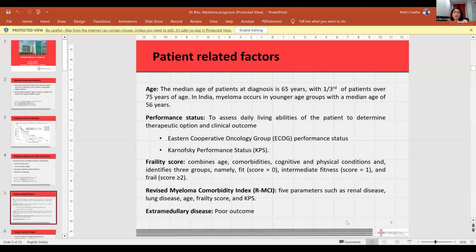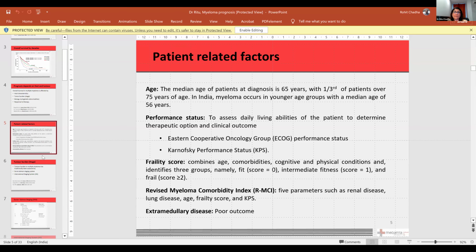The revised myeloma comorbidity index includes 5 parameters like renal disease, lung disease, age, frailty score, and KPS. The scoring is done based on the patient-related characteristics.